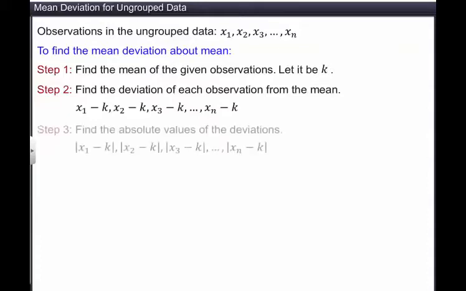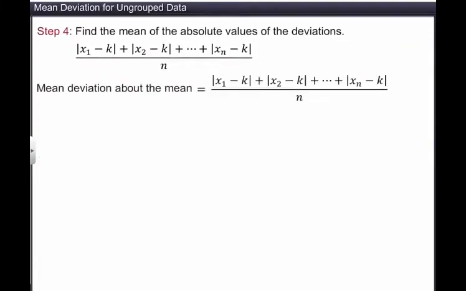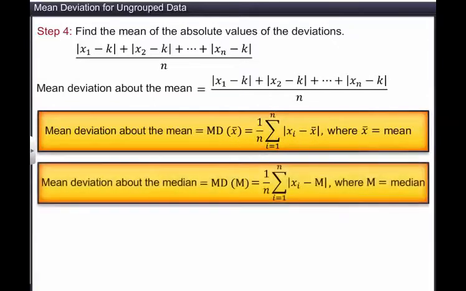Now, find the absolute values of deviations obtained in the previous step. Find the mean of the obtained absolute values of deviations. This mean is the mean deviation of the observations about the mean k. This can also be written in the summation form as shown. Similarly, the mean deviation about the median is shown.